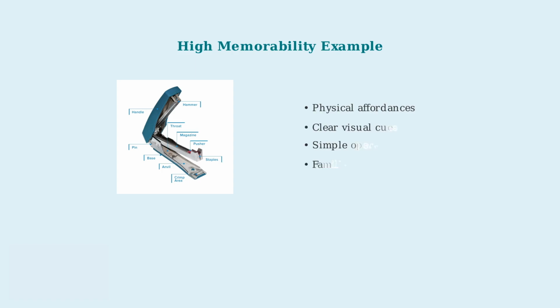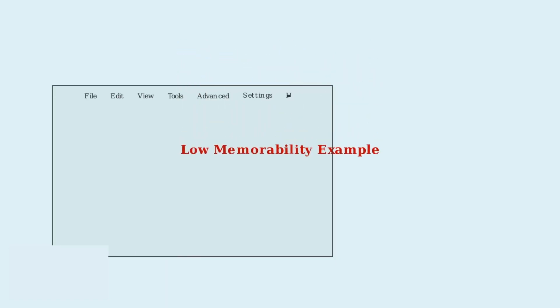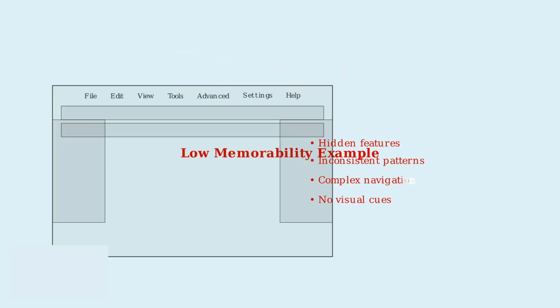Some products have excellent memorability. Take a stapler, for example. Even if you haven't used one in months, you immediately remember how it works because of its intuitive physical design. In contrast, complex software interfaces often have poor memorability. Users may struggle to remember where specific features are located or how multi-step processes work after time away.